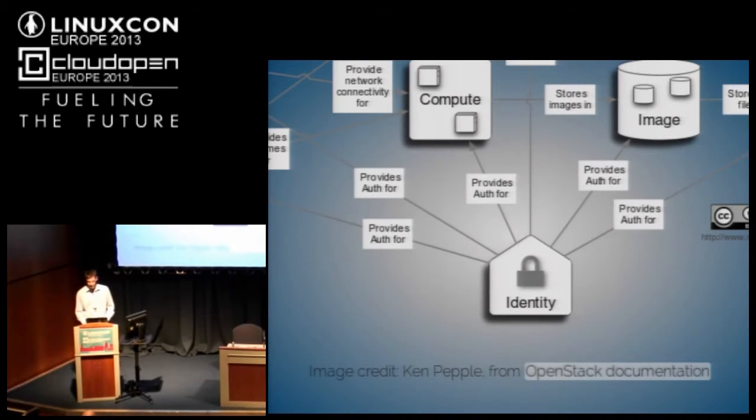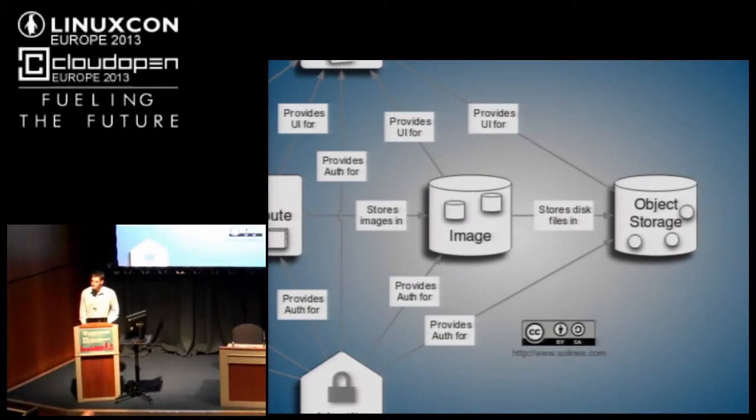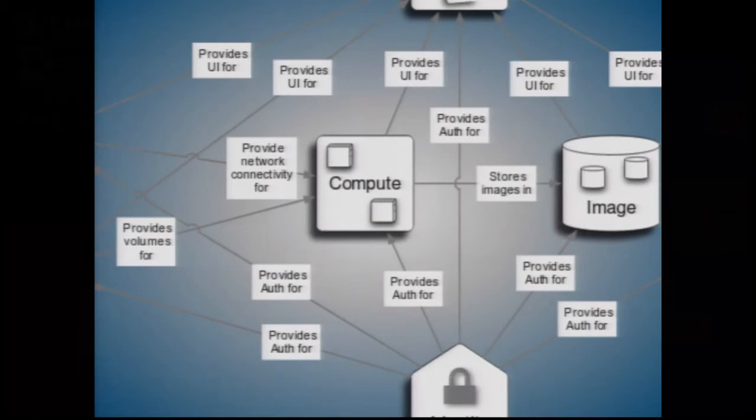We then have an image store, codenamed Glance in OpenStack. The image store basically maintains our gold images, gold master images for our virtual workloads, our virtual guests. Those run in OpenStack Compute, also known as Nova.